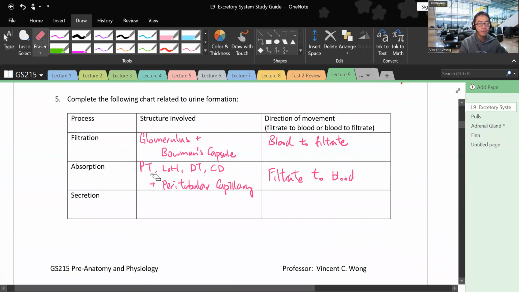So secretion, that happens at the proximal tubule. No secretion in the loop of Henle, distal tubule and collecting duct, and it also involves the peritubular capillary. Okay, and the direction is going from blood back to the filtrate.